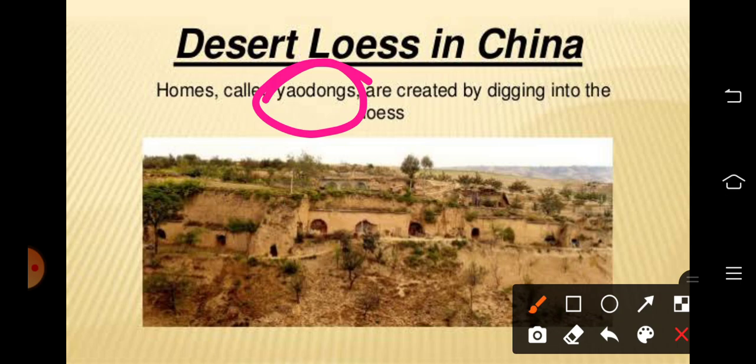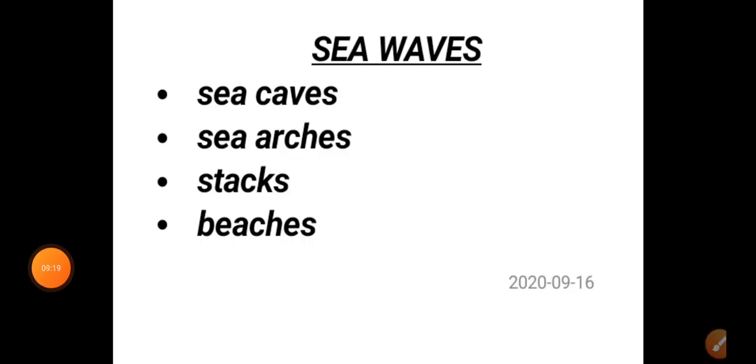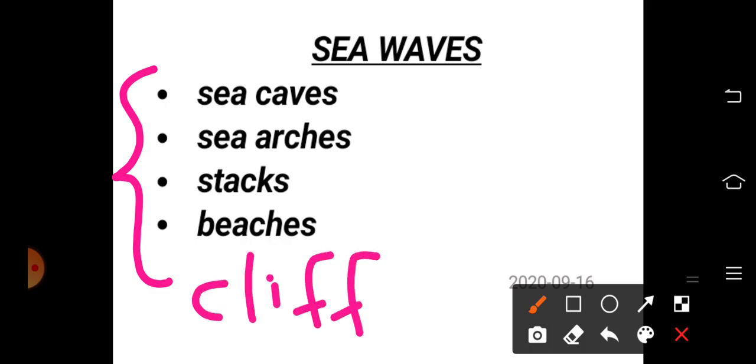So these are the important depositional and erosional landforms made by sea waves, ice or glaciers and wind. Let us have a look at what we have learned today. First we discussed the work of sea waves. In that we discussed five important landforms: sea caves, sea arches, stacks and beaches, and also the sea cliff.